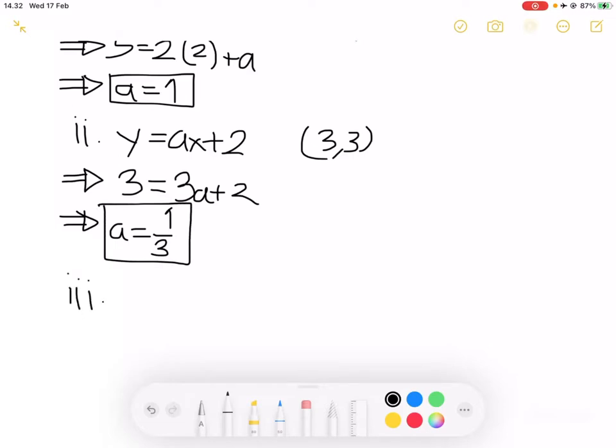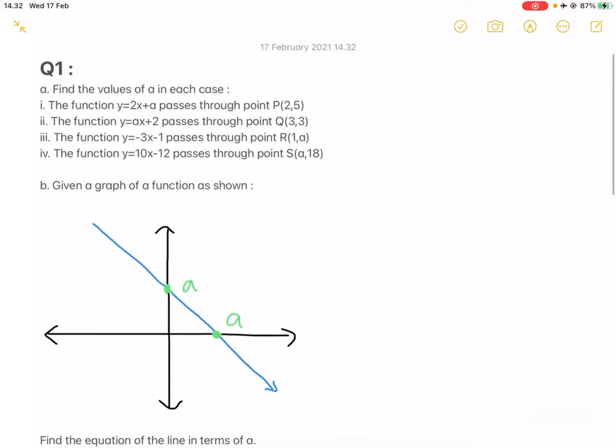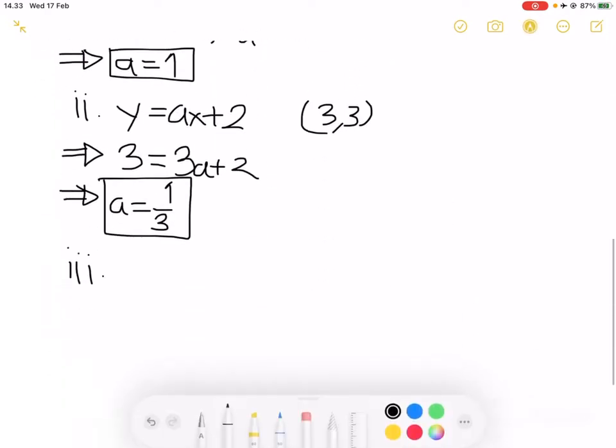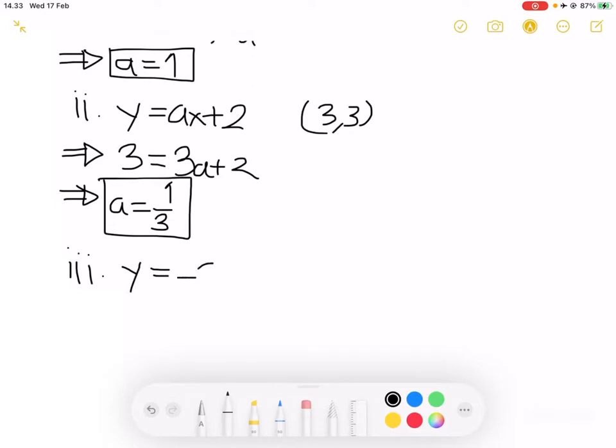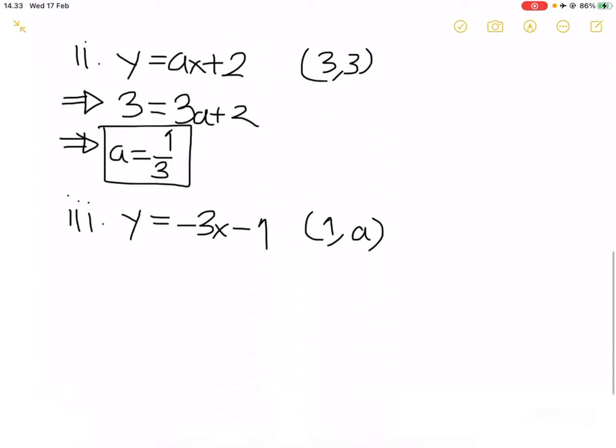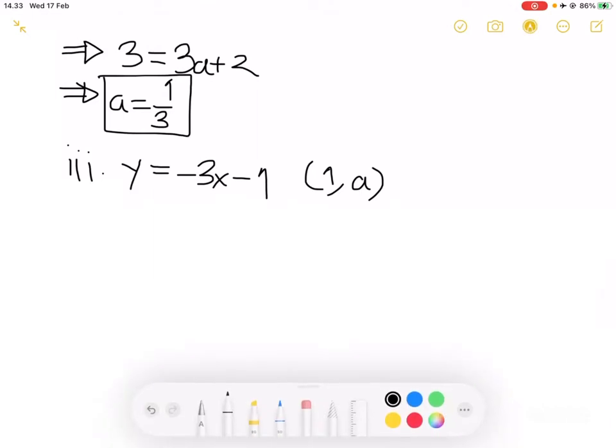For the third part, it's slightly different, but you can do it the same way. It says the function y equals negative 3x minus 1 passes through point (1, a). So first we have y is equal to negative 3x minus 1 and point (1, a). Let's see, I've rewritten this right? Yep. Just substituting its x and y value. Notice the x coordinate right here is 1, the y coordinate right here is a. So that means a is equal to negative 3 times 1 minus 1, which is negative 4.